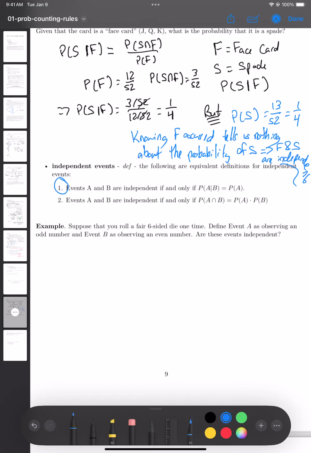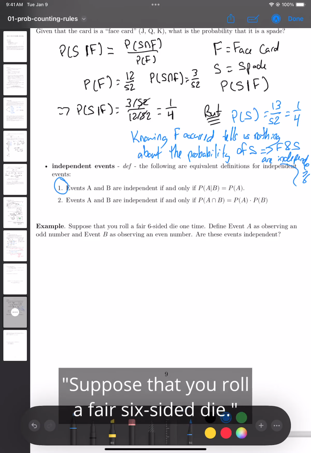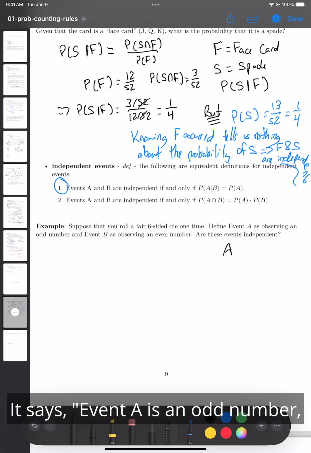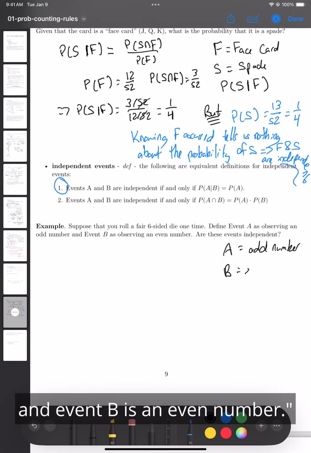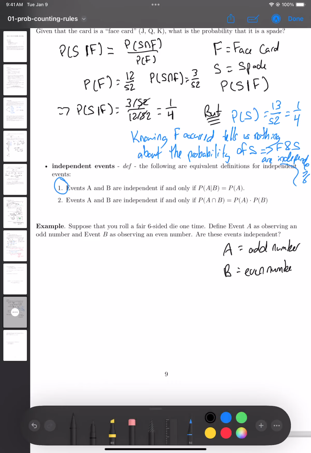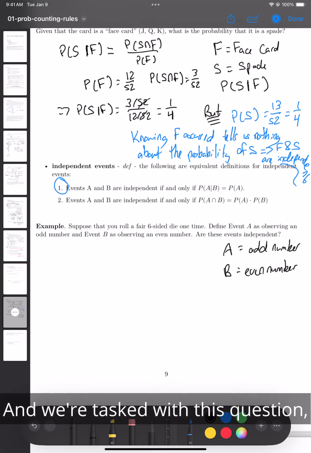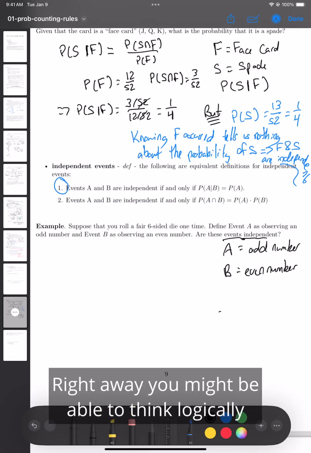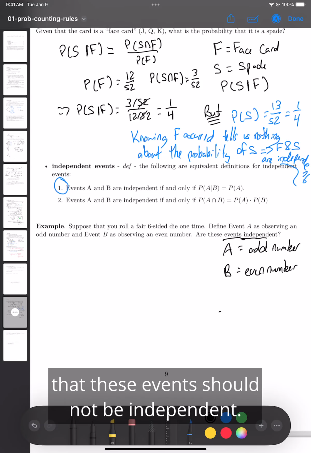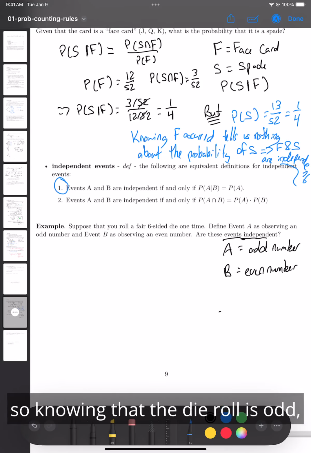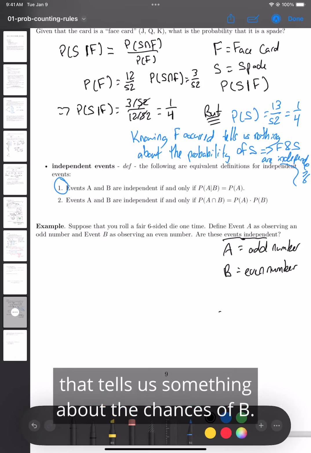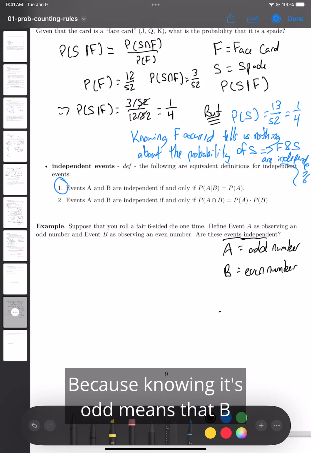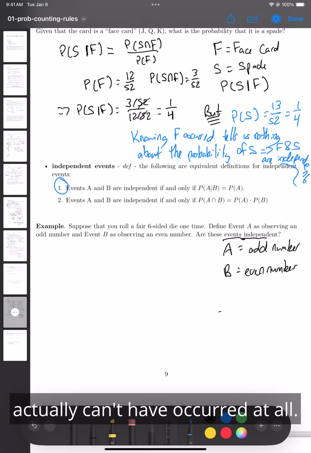So first things first, this example says, suppose that you roll a fair six-sided die. Event A is an odd number, and event B is an even number. And we're tasked with this question, are these events independent? Right away, you might be able to think logically that these events should not be independent. So knowing that A has happened, so knowing that the die roll is odd, that tells us something about the chances of B, because knowing it's odd means that B actually can't have occurred at all.